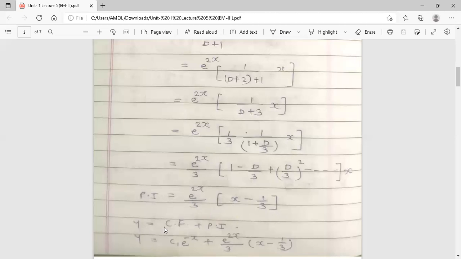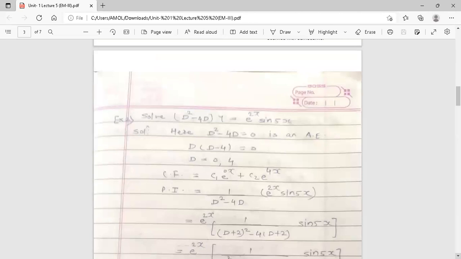And so the general solution is y is equal to CF plus PI. And so y is equal to, CF is c1 e raised to minus x only, plus PI is e raised to 2x upon 3 bracket x minus 1 by 3. This is the first example, e raised to x into V case.